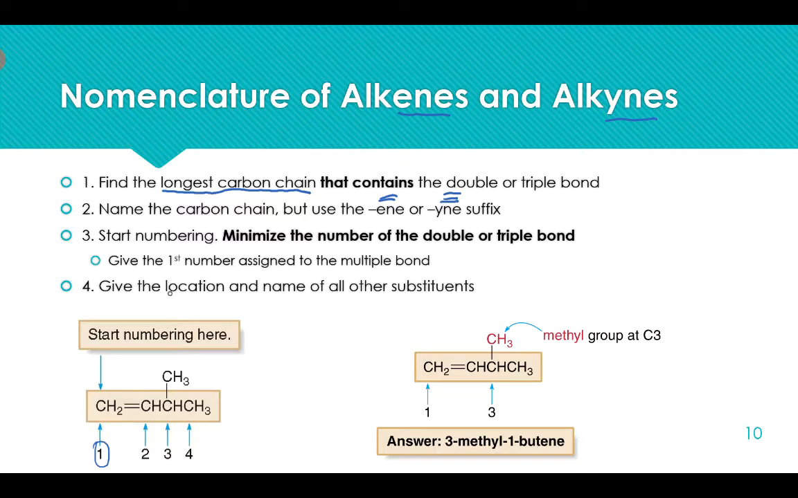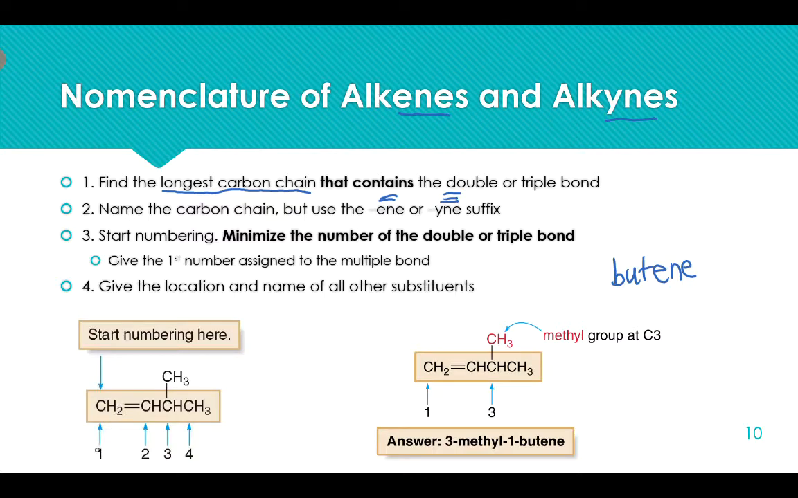Then you have to give the location of all the other substituents based on that. So in this molecule, I have 1, 2, 3, 4 carbons in the longest chain. So that's going to give me the parent of but-. There is a double bond, and so that's going to be butene.